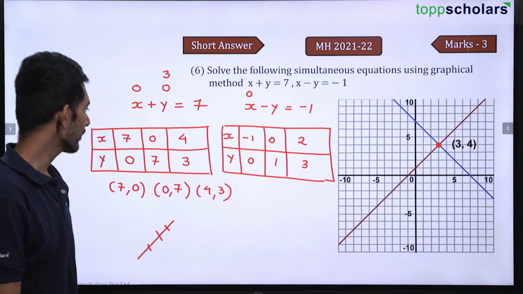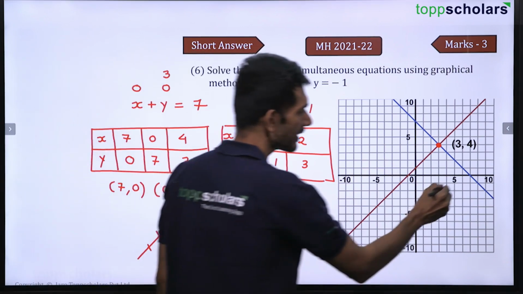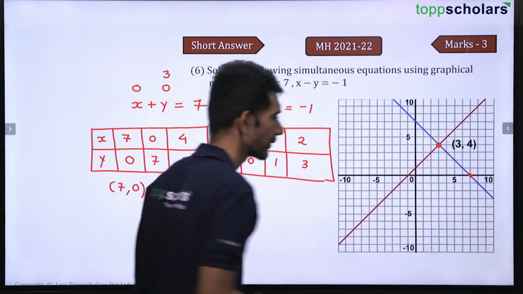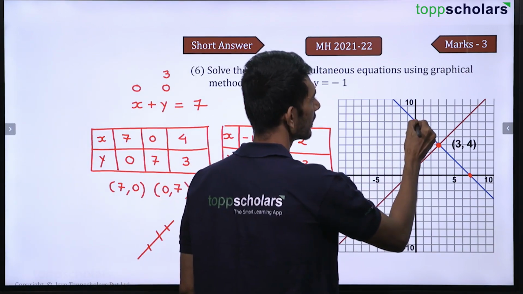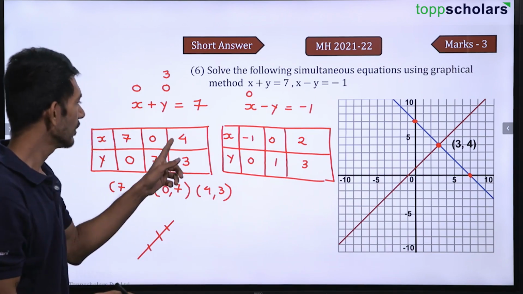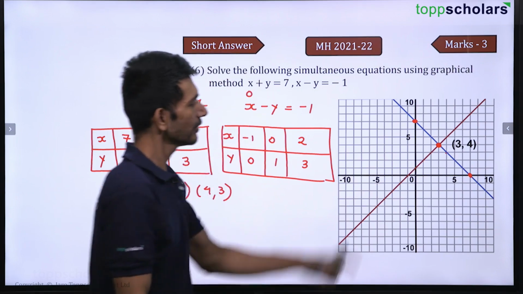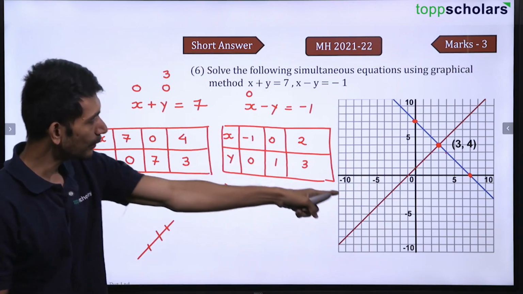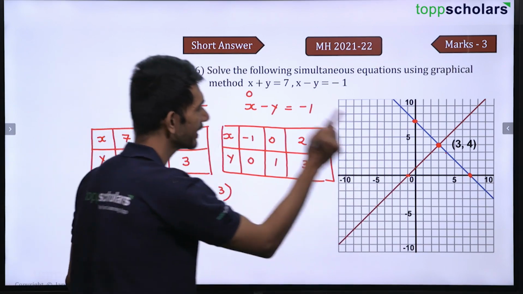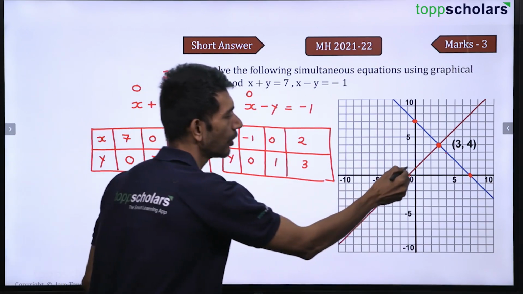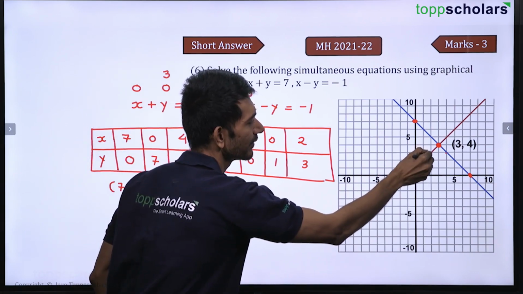So if you see very carefully, the blue line, this is your 7, 0 if you notice. Then here you have 0, 7. 7, 0, 0, 7, 4, 3. 4, 3 will lie somewhere over here, right? So that is our straight line. And then the brown line is nothing but this line, minus 1, 0. You can see on the x-axis, minus 1, 0. Then 0, 1 on the y-axis. And then you have 2, 3 somewhere over here, right?